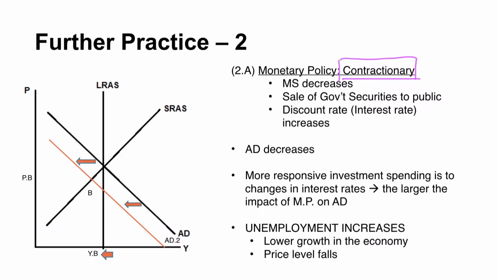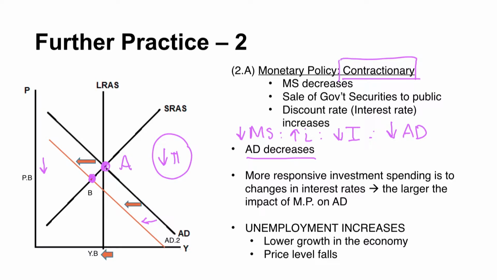When the Federal Reserve is engaging in contractionary monetary policy, the money supply decreases, leading to an increase in interest rates, leading to a fall in investment spending, leading to a fall in aggregate demand. As we can see here, aggregate demand decreases. So we move from the long-run equilibrium at point A to a short-run equilibrium at point B, with a lower price level, therefore lower inflation, but also lower production, which means that unemployment has risen because of this policy. So the cost of trying to curb inflation is that unemployment increases.